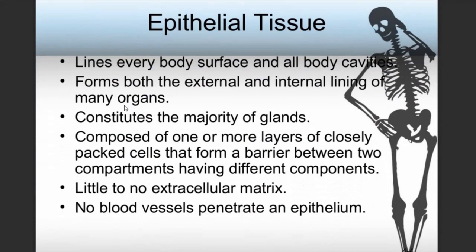Epithelial tissue, as I already mentioned, lines body surfaces and all body cavities. It forms the external and internal lining of many organs. It constitutes the majority of glands, meaning the majority of glands are made up of this type of tissue. It is composed of one or more layers of closely packed cells that form a barrier between two compartments having different components, meaning it can form a barrier between two different types of tissues. It has no extracellular matrix, or barely any. There are no blood vessels that penetrate the epithelium, meaning it generally gets its oxygen or glucose by diffusion from other nearby cells.